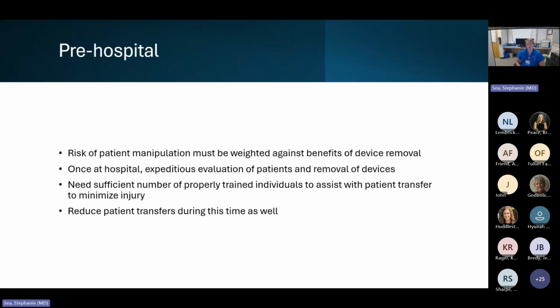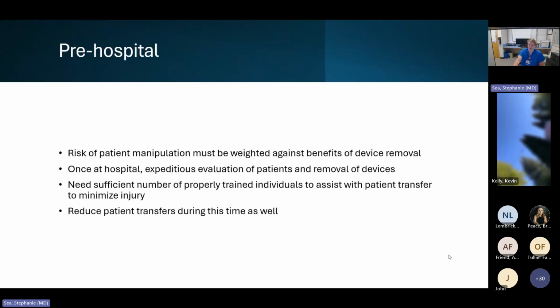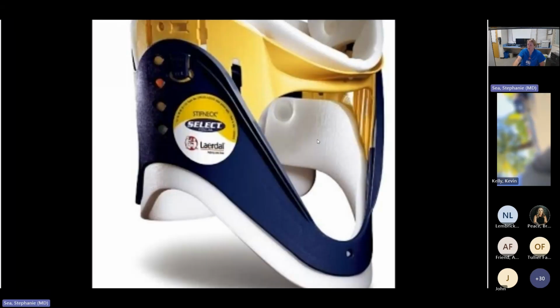Also, big thing is reducing patient transfers as much as possible. So, once they get them on the backboard, that backboard then stays as the restrictive device, and moving things around with that and minimizing their transfers. Again, this is all just trying to limit any actual rotational or further injury to the spinal cord or column.